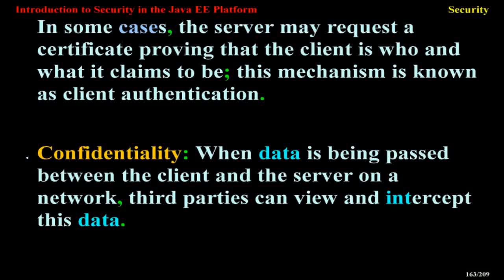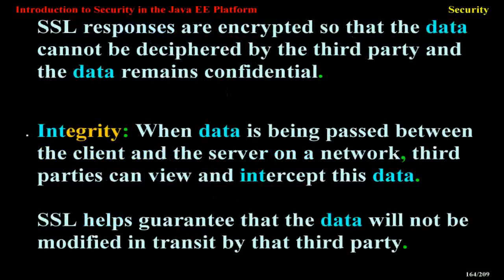Confidentiality. When data is being passed between the client and the server on a network, third parties can view and intercept this data. SSL responses are encrypted so that the data cannot be deciphered by the third party and the data remains confidential. Integrity. When data is being passed between the client and the server on a network, third parties can view and intercept this data. SSL helps guarantee that the data will not be modified in transit by that third party.